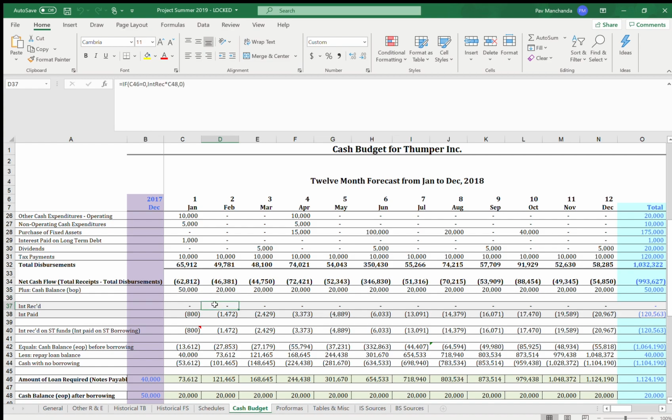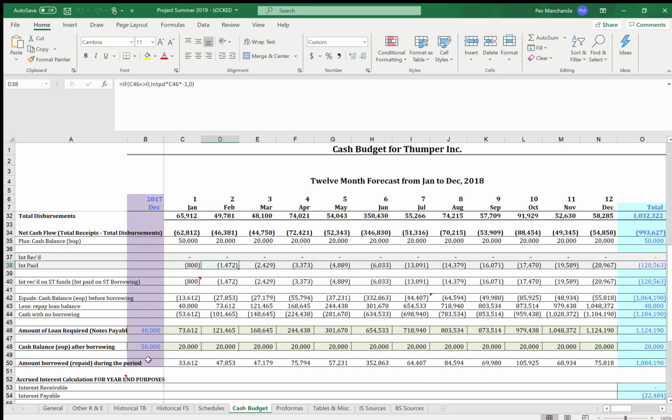What we're basically saying is that there should be interest received if there's no borrowing. So I'm going to show you the formula there. You can take a look at it. And then the interest paid is the flip side. So we should be paying interest if we are borrowing money. Both formulas you'll notice are referencing C46 for the if statement. So row 46, which is the amount of loan required. That's all done there. And again, in these formulas, it says interest received. That's just referencing back to the general tab where the interest percentage is.